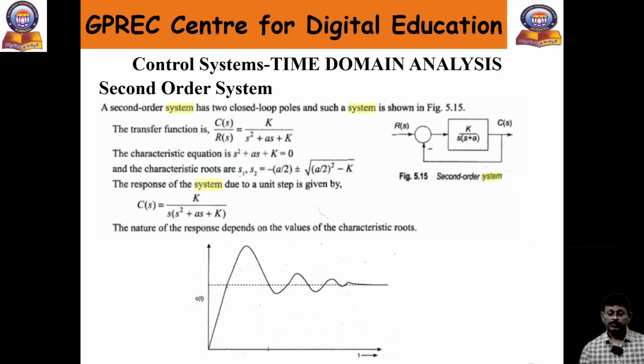Then coming to the second order system. I told you that when you multiply with s into (s+a), you will get a second order system. So this is the second order system: K by s into (s+a). Already I told you, this will give K by (s+a). The closed loop transfer function is the same: G of s by 1 plus G of s into H of s.